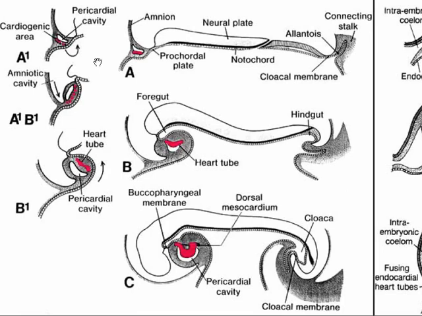On the left, we have longitudinal sections through an embryo. The detailed images show how the relationship between the coelom and the heart changes. Initially, the coelom is dorsal, and then as this swings around, the coelom is ventral to the endocardial tube.